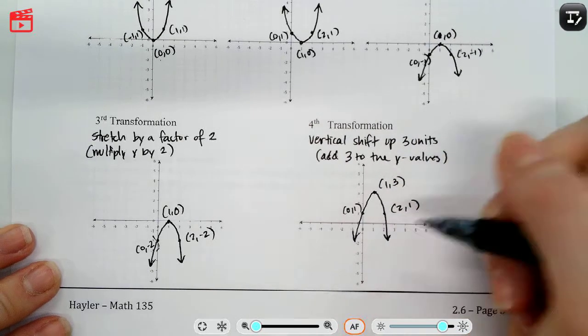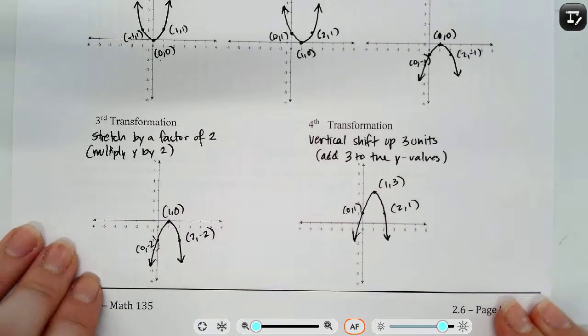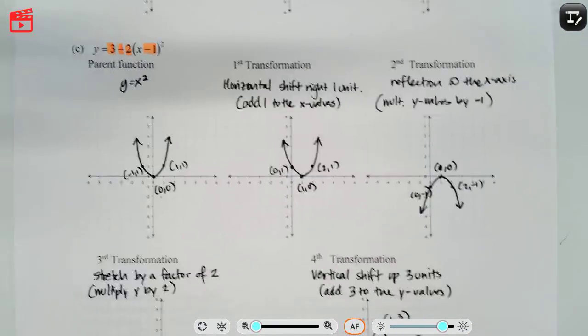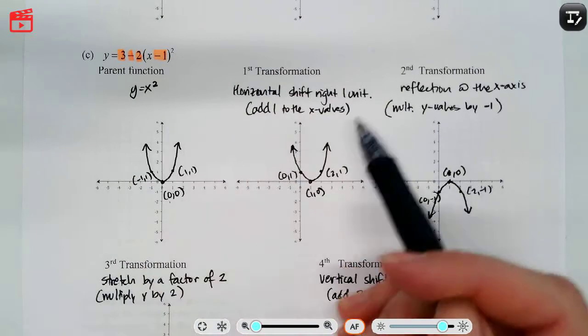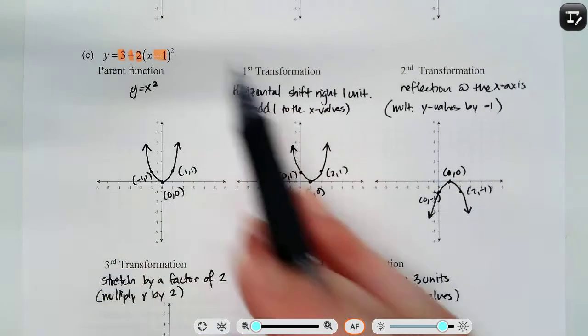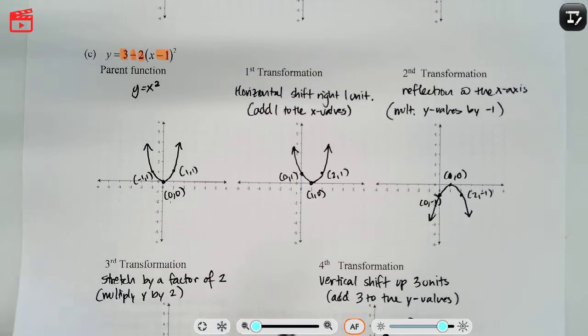And we are done. Okay, so there we go. That was 4 transformations in the order: start inside with your parentheses and then work with the multiplications, and then lastly work with the addition or subtractions.